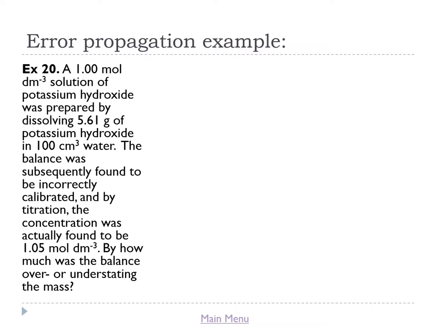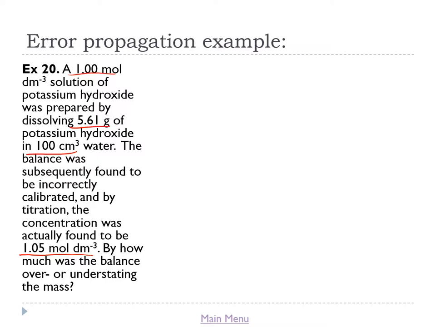So this question: a 1.0 mole per centimeter cubed solution of potassium hydroxide was prepared by dissolving 5.61 grams of potassium hydroxide in 100 centimeters cubed of water. The balance was subsequently found to be incorrectly calibrated, and by titration, the concentration was actually found to be 1.05 moles per centimeter cubed. By how much was the balance over or understating the mass?